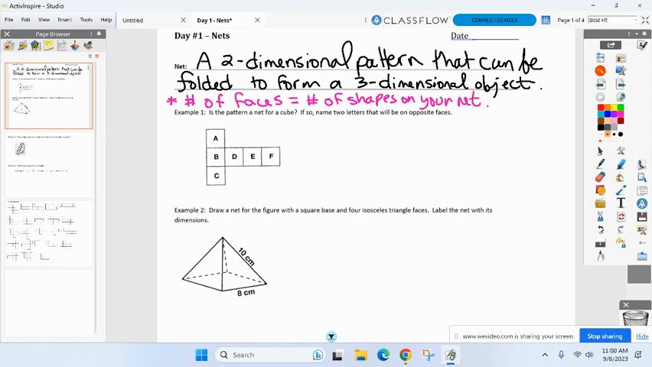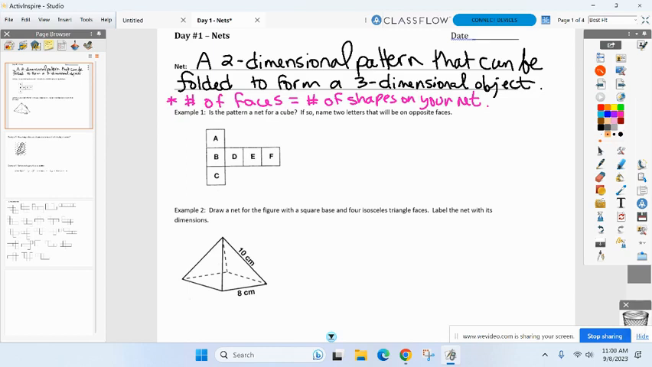Always. If you have a seven-faced three-dimensional object, you should have seven shapes on your net. They should always match. Here's what I did for you. I opened this up, and this is what I ended up with, a net for a cube. By the way, there's 11 different ways I could open up a cube. You're going to find all 11 at the end of class. But right now, here's one out of the 11 ways I could open it up.